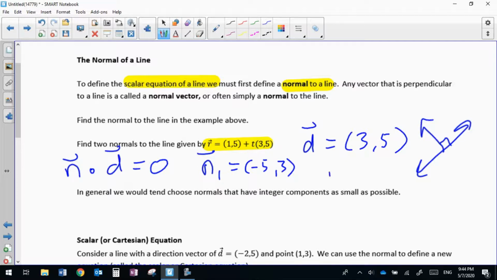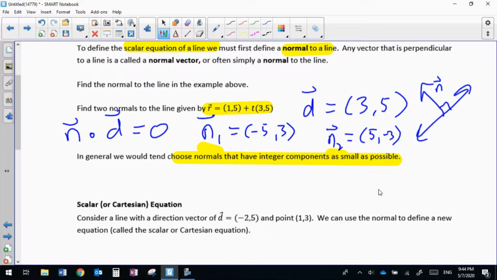Another possibility might be 5, negative 3. That also works. When you dot that with D, you'll get 15 minus 15, which is equal to 0. Now, if that's our normal, technically there's a whole bunch of other normals as well that are just multiples of n1 or n2, either shorter than them or longer than them. It doesn't matter. But why would we? I mean, we could use negative 10, 6, or negative 50, 30, or negative 500, 300. But why would we use normals so large if we don't need to? We tend to choose normals that have integer components that are as small as possible.